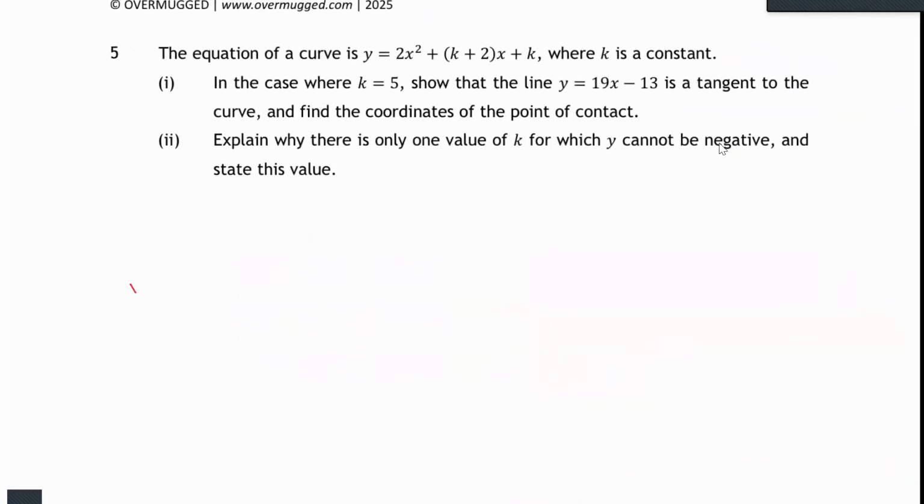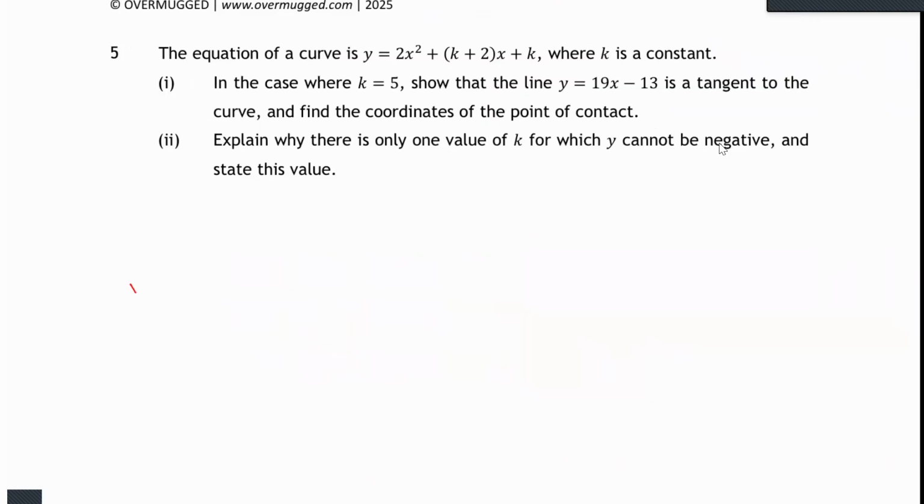5 has a bit of crossover with quadratic polynomials. For example, the question says, find why there is only one value of k, or that y cannot be negative, this kind of thing. So clearly it's a discriminant kind of situation. Later we'll go through; we just go through the part about differentiation first. So here it says the equation of the curve is y equals 2x squared plus (k plus 2)x plus k. k is a constant. When k is 5, show me that the line is tangent to the curve.